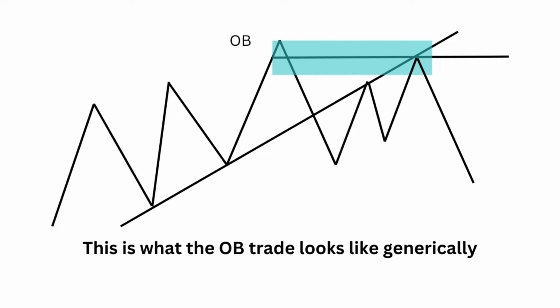This is what the order block trade looks like generically. Again, you have a trend moving upwards, and then when an order block is established, you draw your rectangle out, and 50% of that order block is where you're going to look for your intersection with the trend line, and that will be your entry.